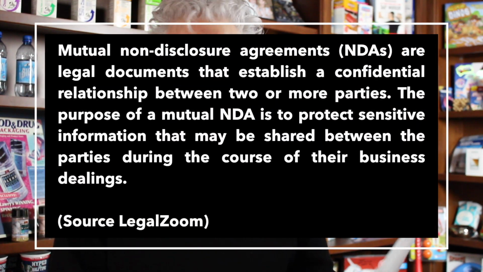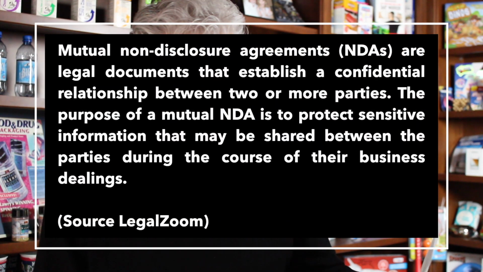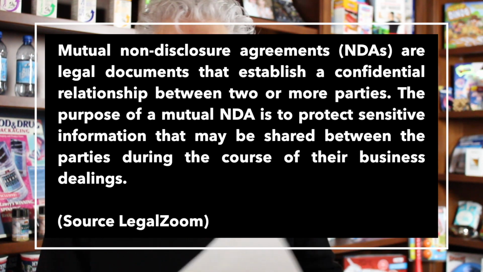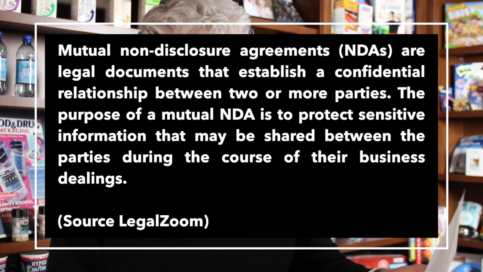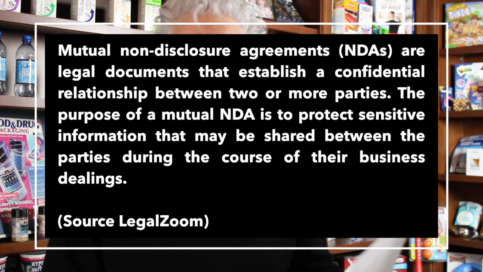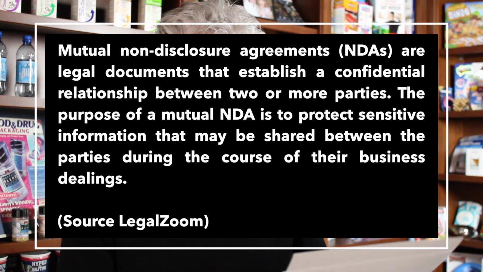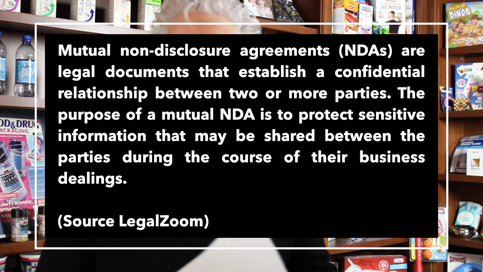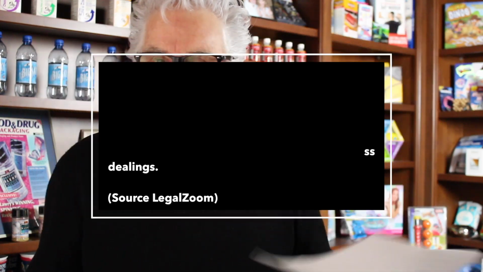So you're wondering, what is really a mutual NDA? I've got notes here that I'm going to try to read to you. A mutual non-disclosure agreement, an NDA, is a legal document that establishes a confidential relationship between two or more parties, probably you and the company. The purpose of a mutual NDA is to protect sensitive information that may be shared between the parties during the course of their business dealings. Okay, that's a great thing.